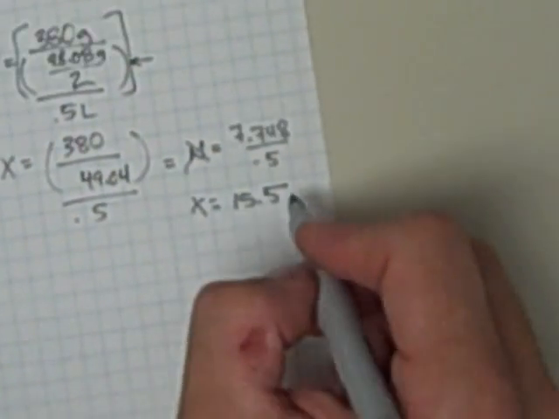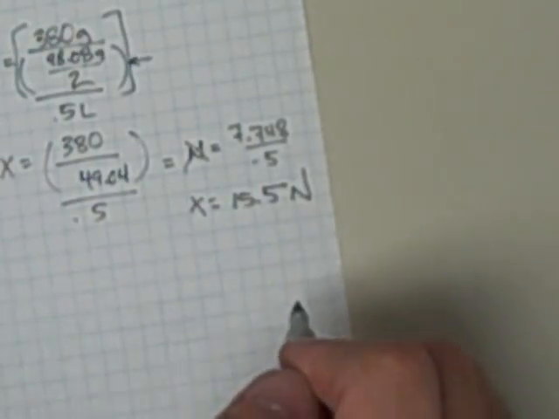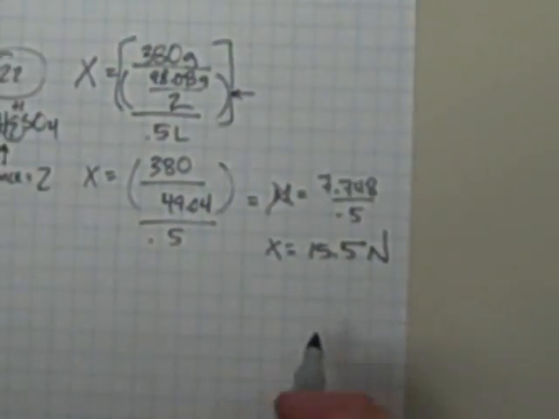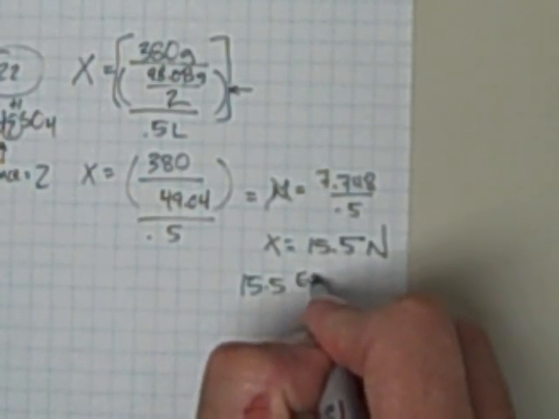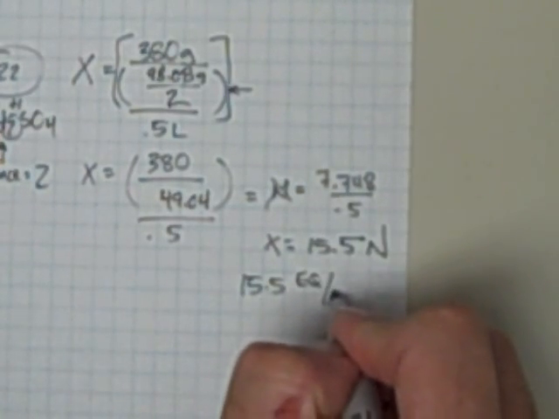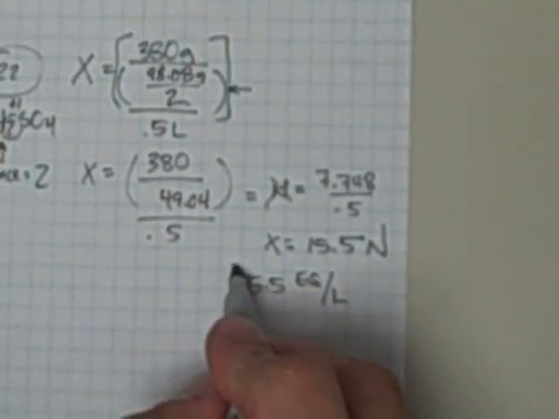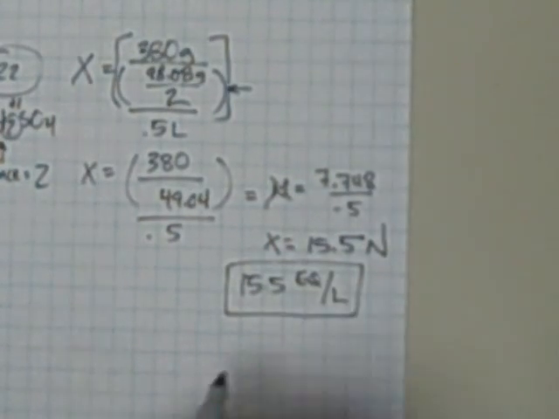So to report that out, I can say 15.5 and use a big N, and I'm okay. Or I could say 15.5 equivalents, or EQs, per liter. Either one of those examples or answers is acceptable.